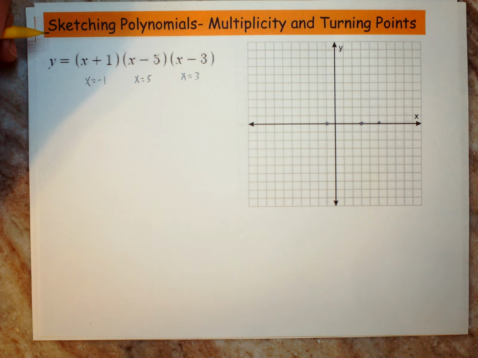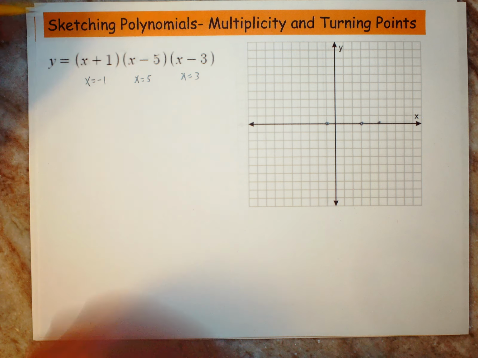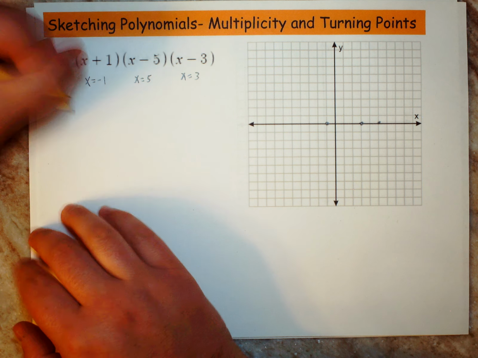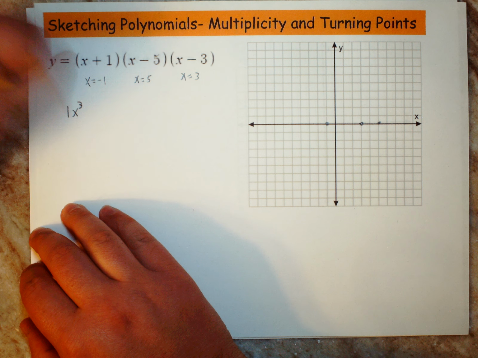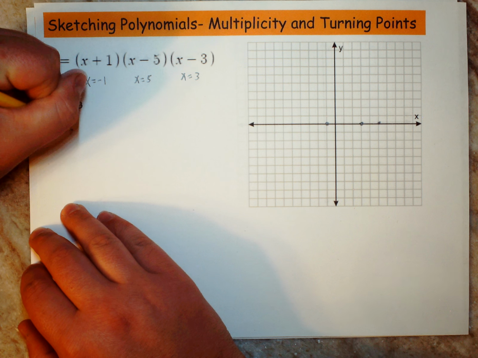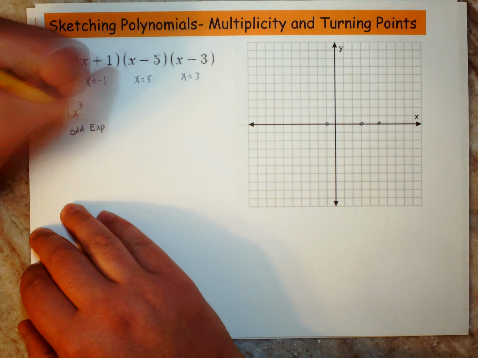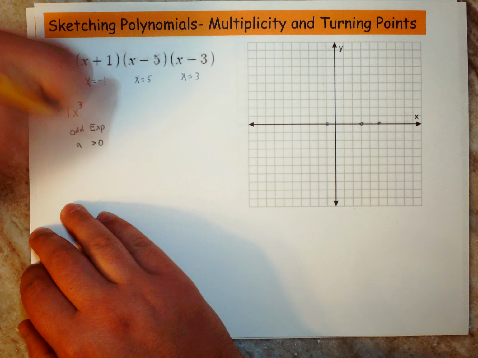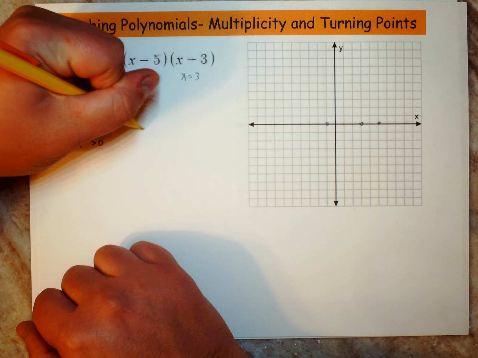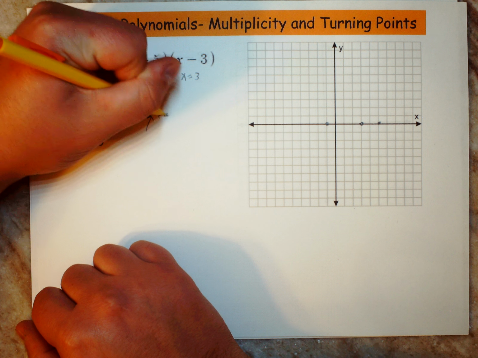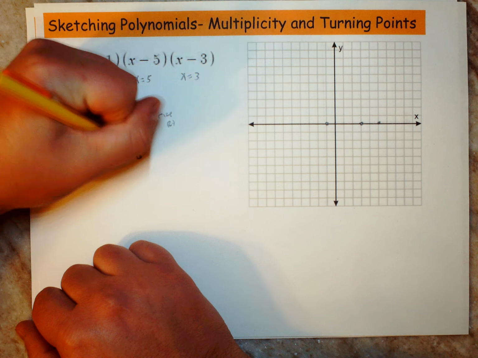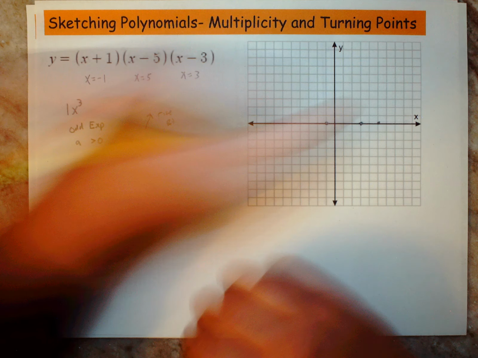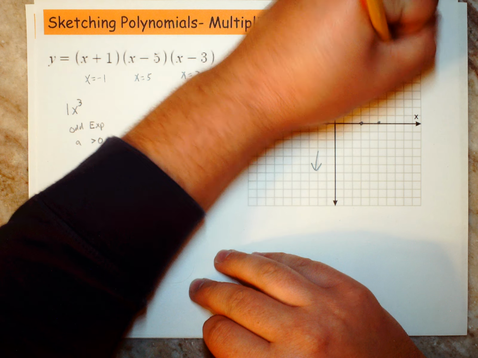So those are my roots, my x-intercepts. Now I'm going to look at the end behavior. Because we have x times x times x, that tells me the first term is going to be x cubed. It is positive, so this is going to have an odd exponent, and the a value is going to be greater than 0. That tells me this graph is going to rise right, fall left. It's going to look something like that.